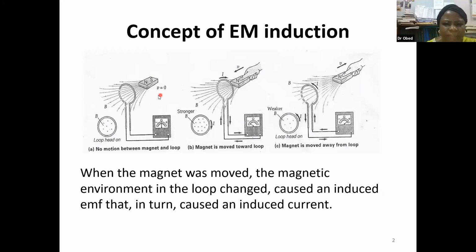Okay. So if you look at the diagram labeled A, it says no motion between magnet and loop. It has been observed experimentally that a magnet that is held stationary near a conducting wire loop does not induce an EMF and so produces no current in that loop.